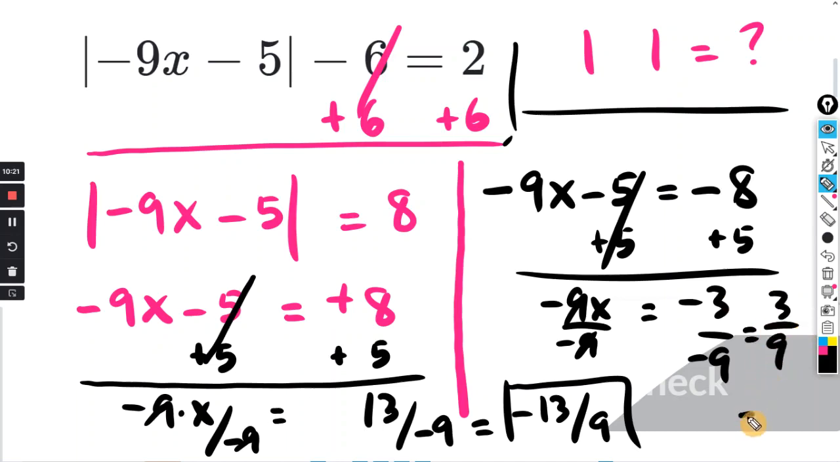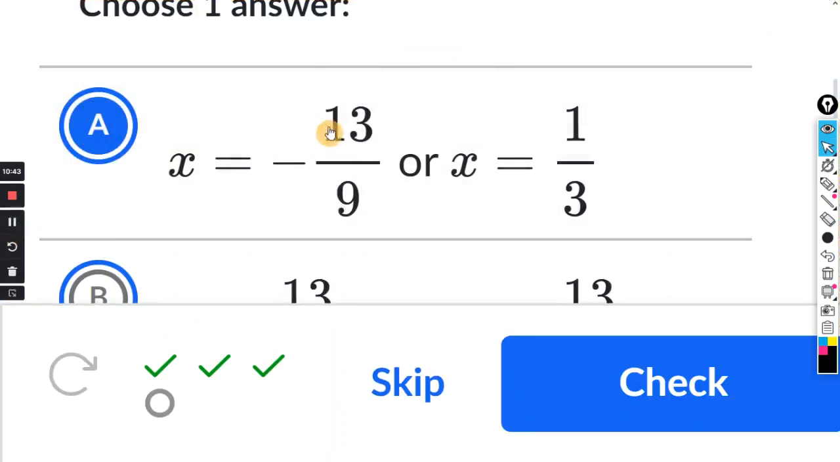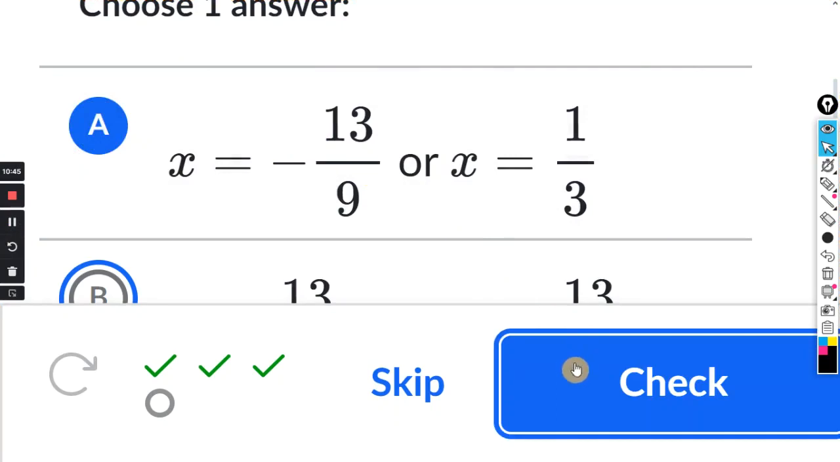If you reduce that, 3 divided by 3 is 1, and 9 divided by 3 is 3. So the positive 3/9 reduces to 1/3. All right, so two solutions, negative 13 over 9 and 1/3. Answer A, negative 13 over 9 and 1/3.